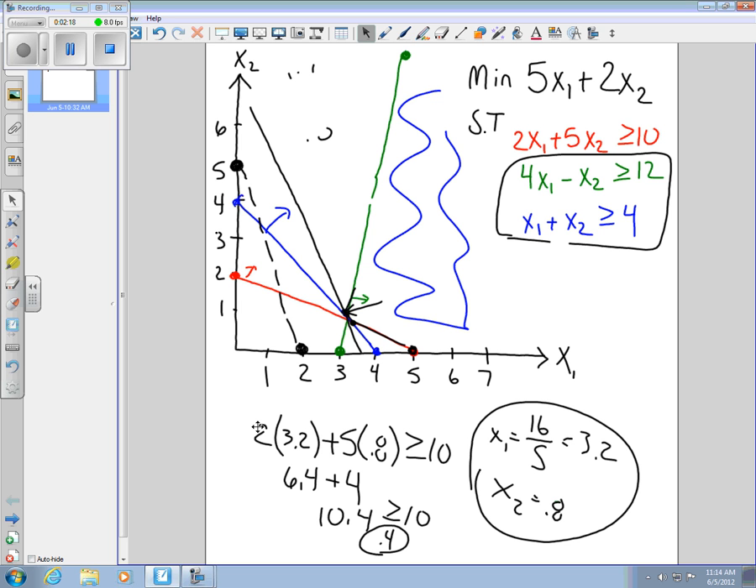Okay, so that's surplus. So to review, if you have a less than or equal to constraint, which you always have in a maximization problem, those constraints can have slack. If you have a greater than or equal to constraint, as you typically do in a minimization problem, those constraints can have surplus. Okay, the slack or surplus is just the difference between the left-hand and the right-hand side of the constraint.